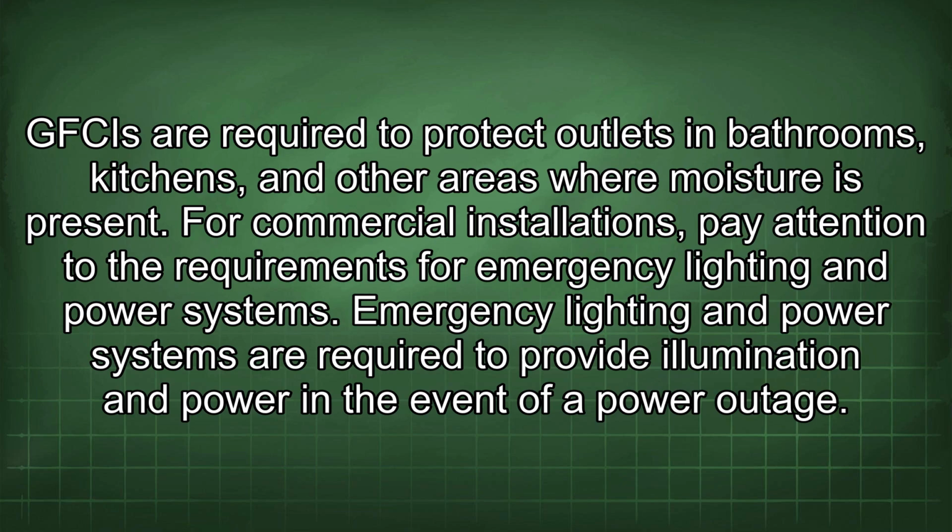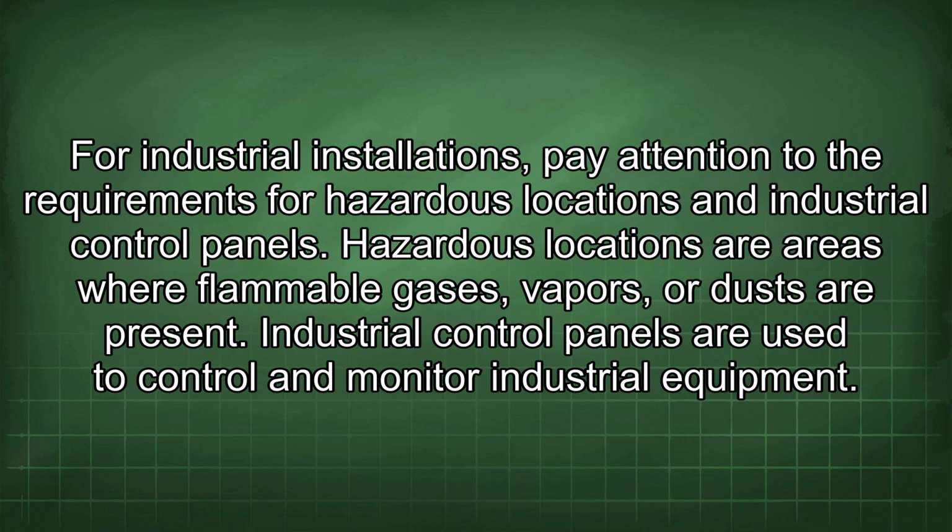For commercial installations, pay attention to the requirements for emergency lighting and power systems. Emergency lighting and power systems are required to provide illumination and power in the event of a power outage. For industrial installations, pay attention to the requirements for hazardous locations and industrial control panels. Hazardous locations are areas where flammable gases, vapors, or dust are present. Industrial control panels are used to control and monitor industrial equipment.